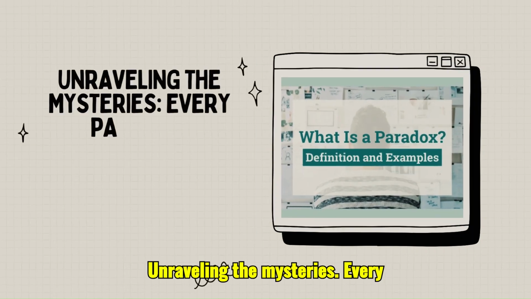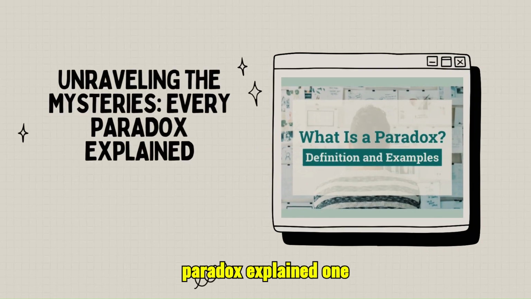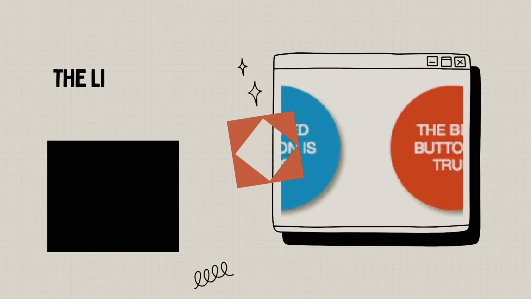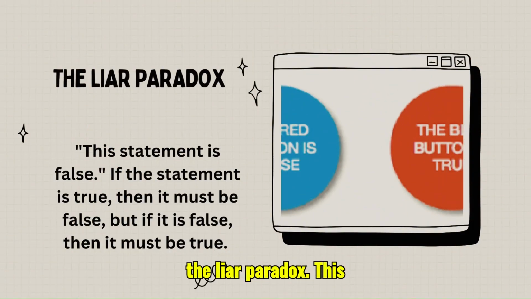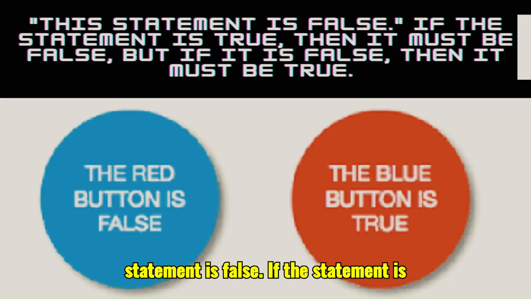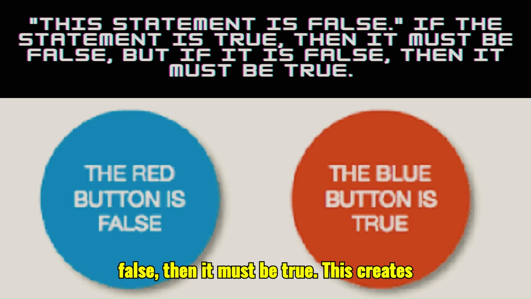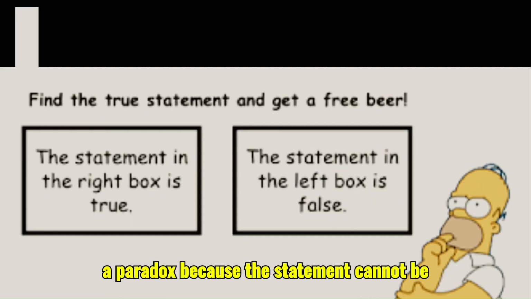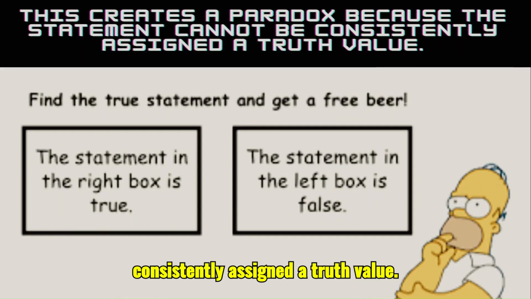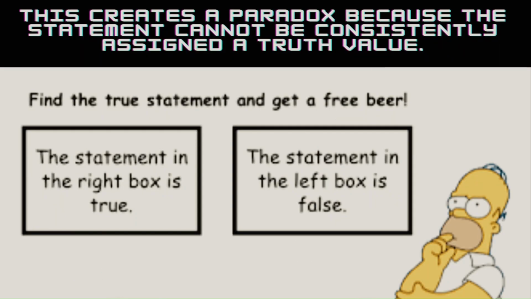Unraveling the mysteries. Every paradox explained. 1. The liar paradox. This statement is false. If the statement is true, then it must be false, but if it is false, then it must be true. This creates a paradox because the statement cannot be consistently assigned a truth value.